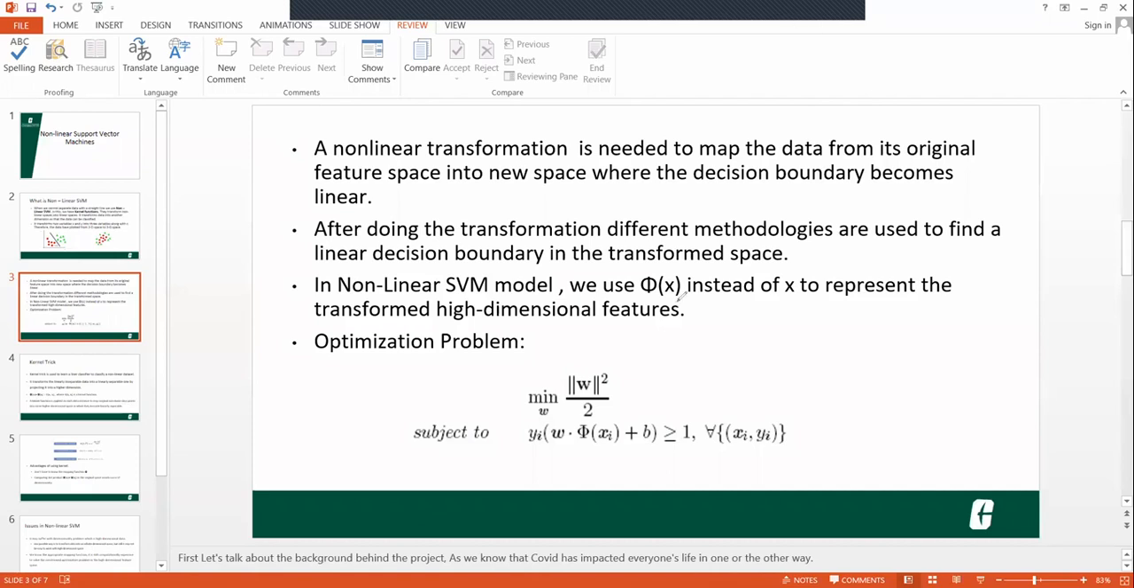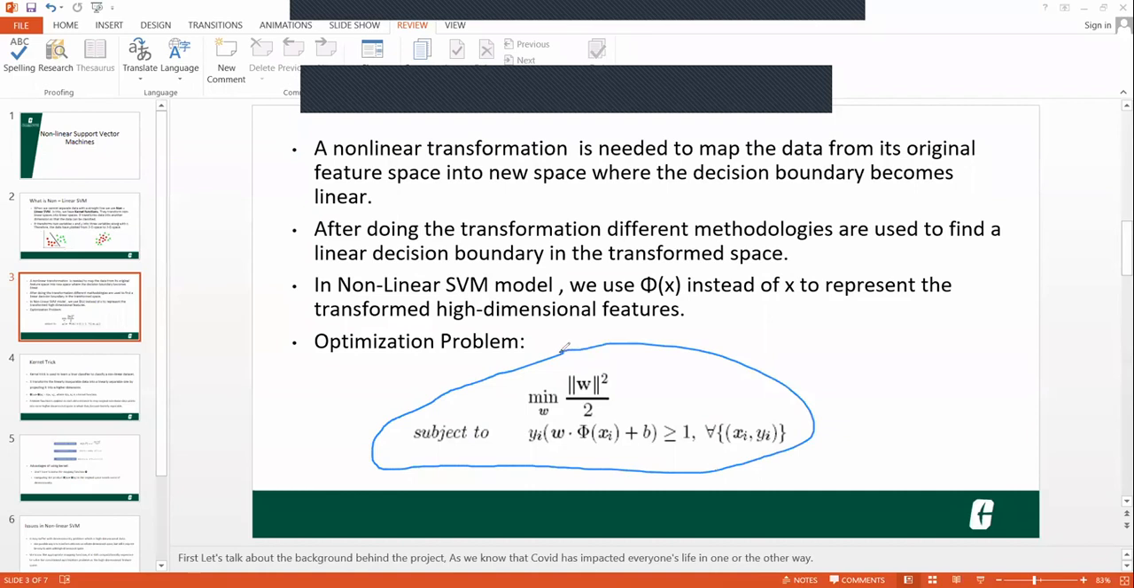So here the equation means w square upon 2. It represents the optimal solution. When we have a problem, using this equation, we can find the optimization solution.